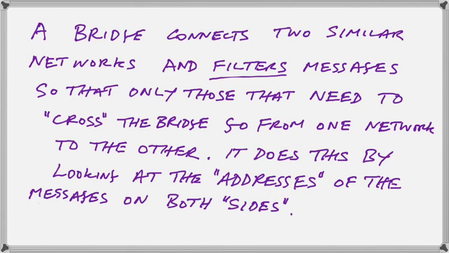The bridge connects similar networks, but just like a bridge in real life, it filters what goes across it. We have a guard at either end of the bridge, so that only those messages that need to cross will go from one network to the other. It does this by looking at the addresses of the messages on both sides, and if they need to get to the other side, then we let them through.